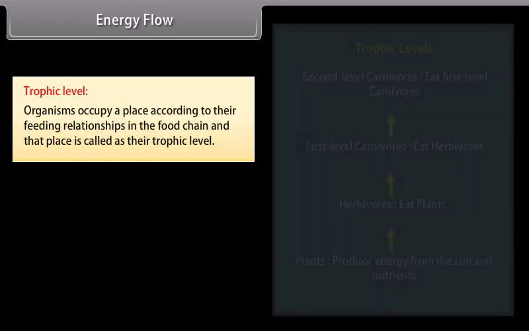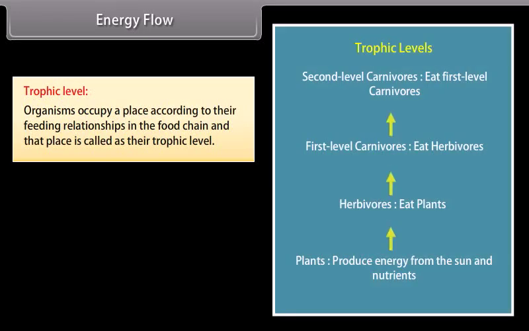Energy flow. Trophic level. Organisms occupy a place according to their feeding relationships in the food chain, and that place is called their trophic level. Plants that produce energy from the sun and nutrients are the first trophic level. After that, herbivores that eat plants are at the second trophic level. At the third level, first level carnivores are present because they eat herbivores.